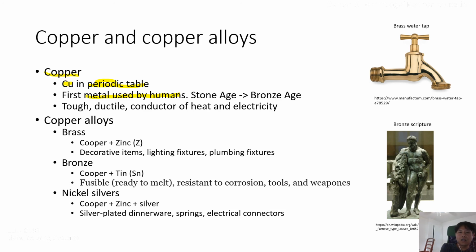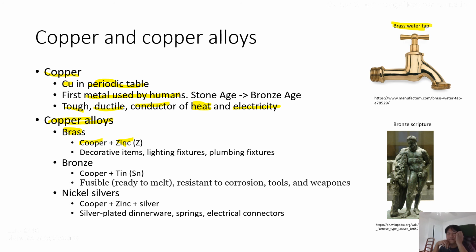And its features: it is ductile and a conductor of heat and electricity. That's why we use copper for electric wire. And for copper alloys, there are a lot of examples. Brass, for example, is copper with zinc. So that is an example of brass.